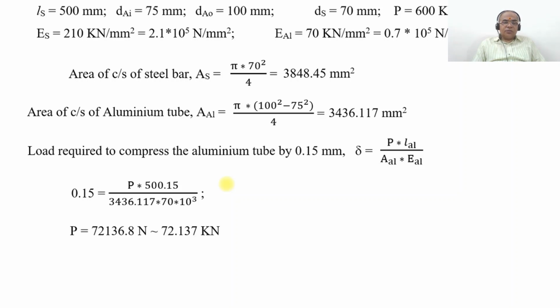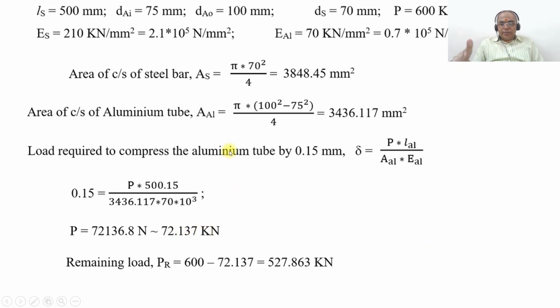The load will be 72,136.8 Newton, which is approximately equal to, converting that into kilonewton, 72.137 kilonewton. So that is the load which is required to compress 0.15. So what will be the remaining load? The remaining load PR will be equal to 600 minus 72.137, which is equal to 527.863. Once the load of 72.137 kilonewton is applied, the aluminium rod will be compressed by 0.15, such that the rigid plate will now be in contact with both the aluminium tube and also the steel rod.